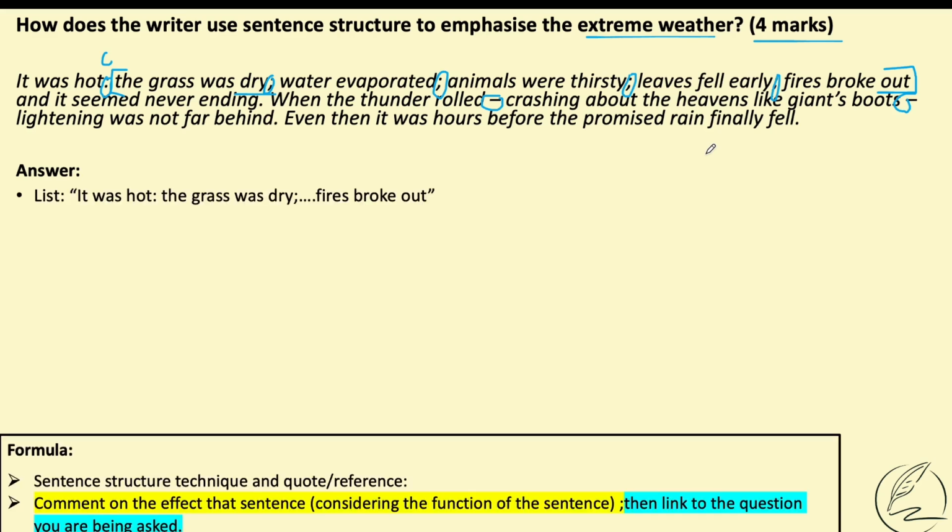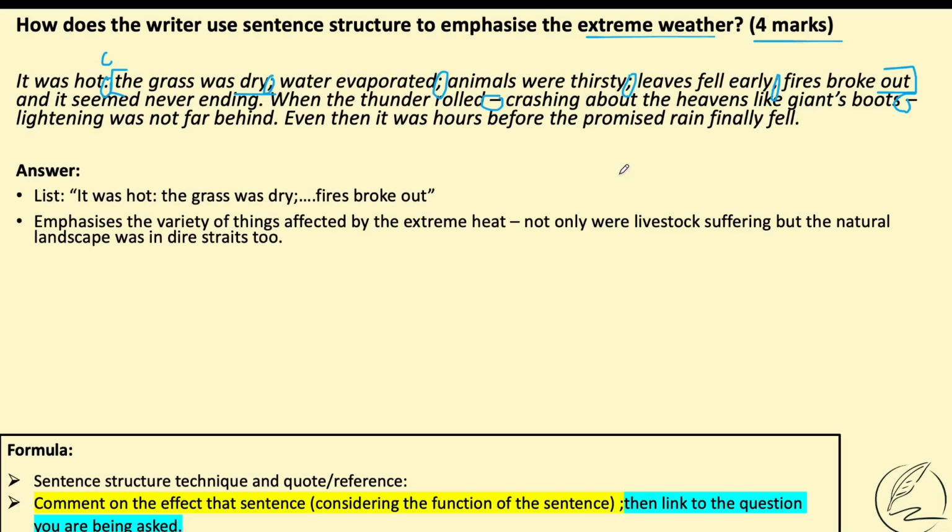My answer example is: list, "it was hot, the grass was dry, fires broke out", emphasizes the variety of things affected by the extreme heat. Not only were livestock suffering, but the natural landscape was in dire straits too. Okay, pause this video and have a go at another type of sentence structure.